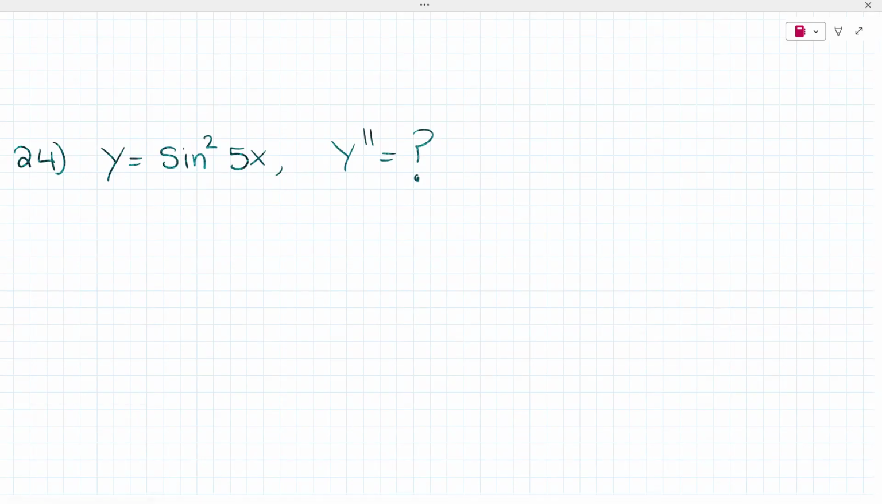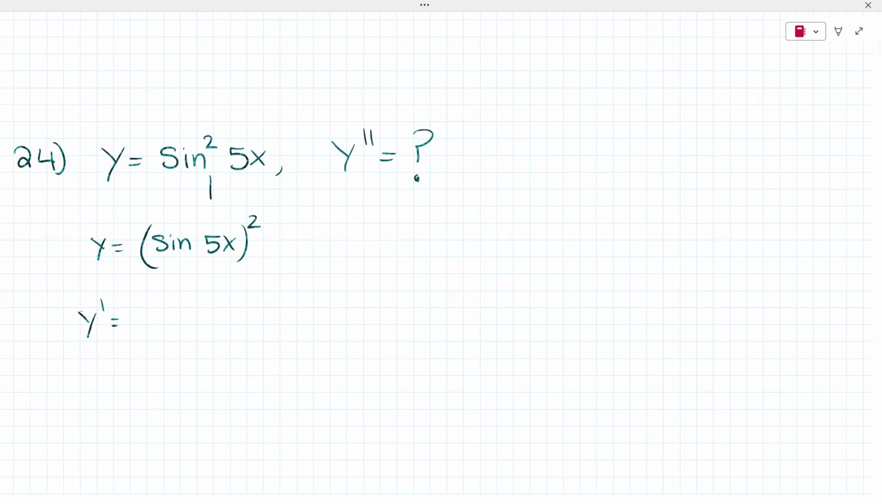So how can sine square of 5x, did you know you can rewrite that as y equals sin of 5x to the second power? Yes, you can. You can rewrite this as this. Now let's find y prime. How would I find y prime? What do I have to use?